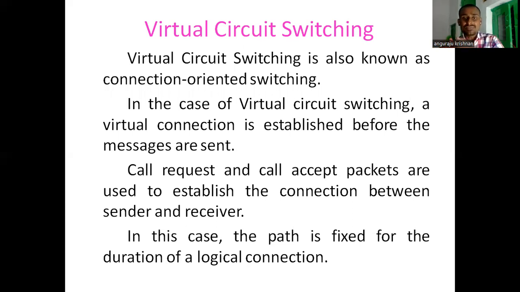Call request and call accept packets are used to establish the connection between sender and receiver. The call request is generated by the sender. The call request is transferred to the corresponding receiver, and the receiver has to accept the call. Only then will they establish the connection between the source and destination. After the connection is established, you transfer the information.